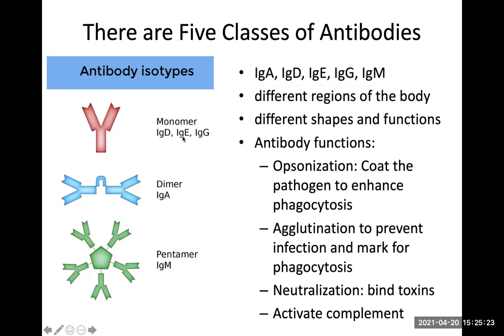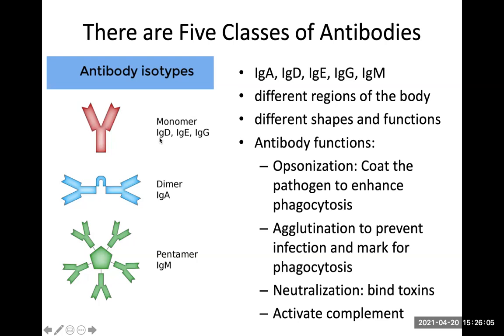Types D, E, and G are monomers, the classic Y shape, whereas IgA is a dimer, two antibodies held together in this shape. And then we have a pentamer, where you have five antibodies, 1, 2, 3, 4, 5, connected together. And we'll see pentamers are really great for agglutination. Dimers can do agglutination too, but the pentamers are really the main agglutination.